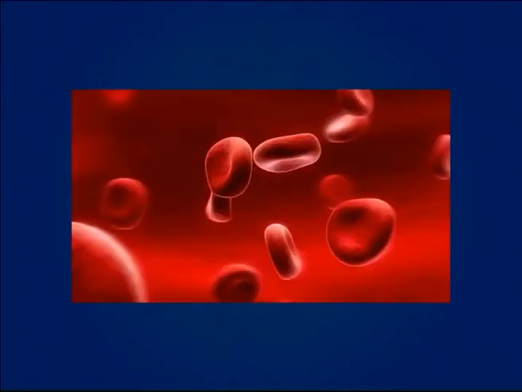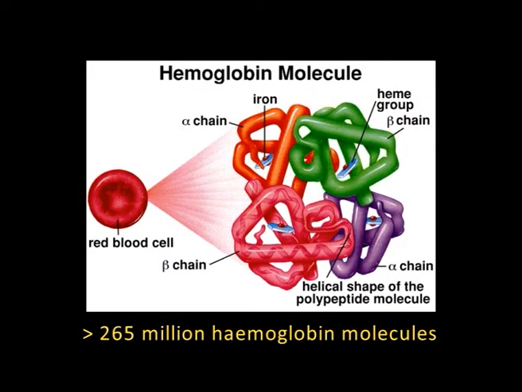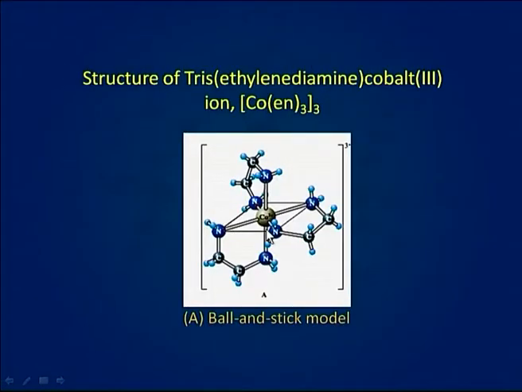A single red blood cell contains more than 265 million hemoglobin molecules and more than 1 billion Fe2 plus ions. Here is the structure of tris ethylene diamine cobalt 3 ion. This is a ball and stick model. You can see 3 ethylene diamine ligands are bonded to cobalt and there are 3 rings.